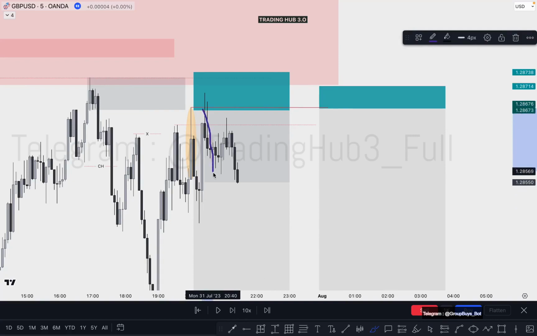In this case, you can see what happened here. Structure, something like this, pushed downside. Okay, so what happened here? This structure grabbed the liquidity.